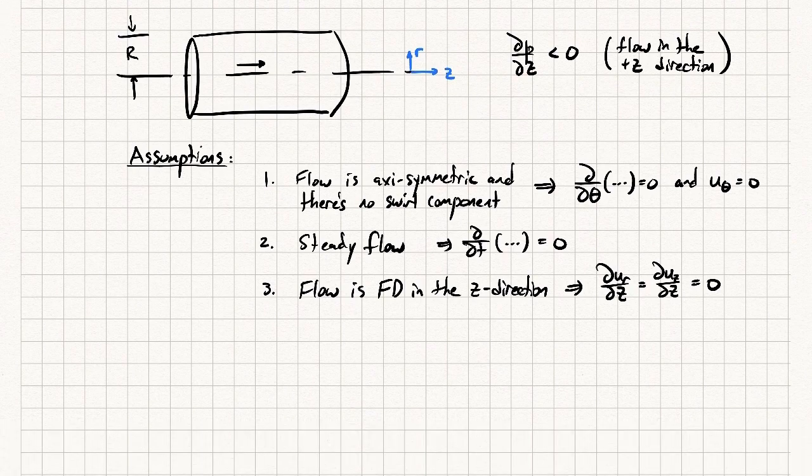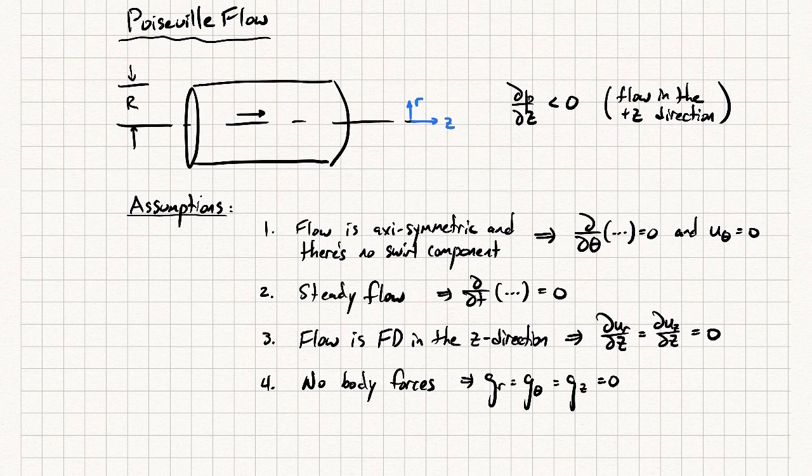And then another assumption we'll make is that there are no body forces. So we don't have to worry about gravity in the radial, tangential, or z directions. You could relax that, for example. You could say that there's gravity in the z direction, but for our particular case, we're not going to worry about that. The flow here is being driven entirely by the pressure gradient. We're pushing the fluid through the pipe.